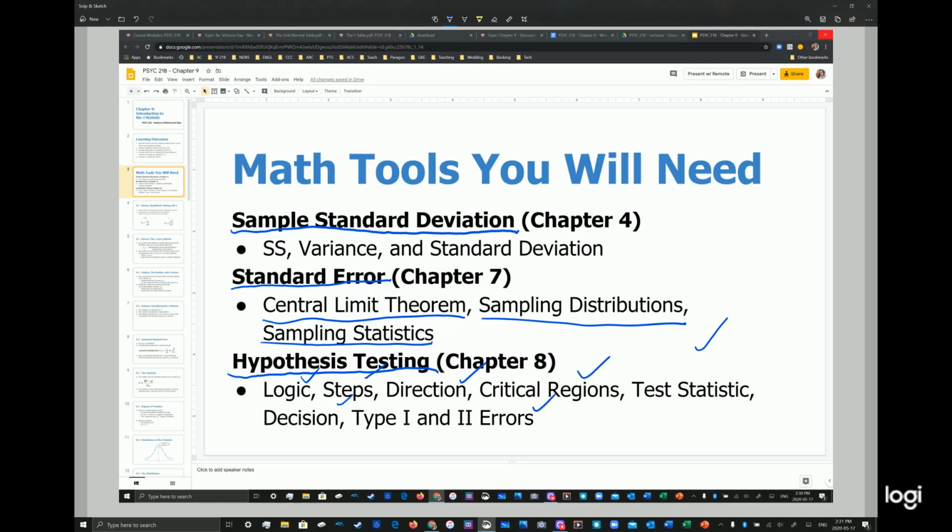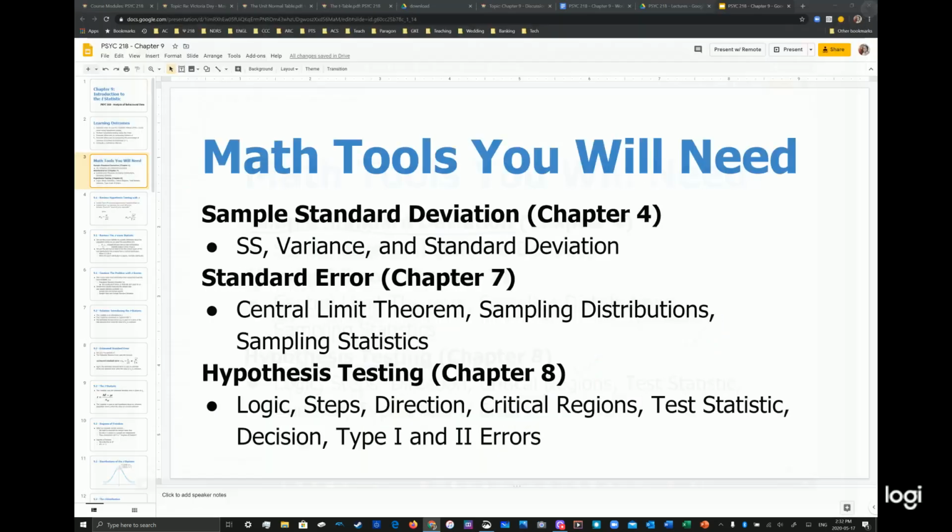Again, as you can see, in this class, the skills and concepts are cumulative, so make sure you are fully aware of what's needed, and you're fully prepared for this chapter as well, with chapters 4, 7, and 8 for sure.